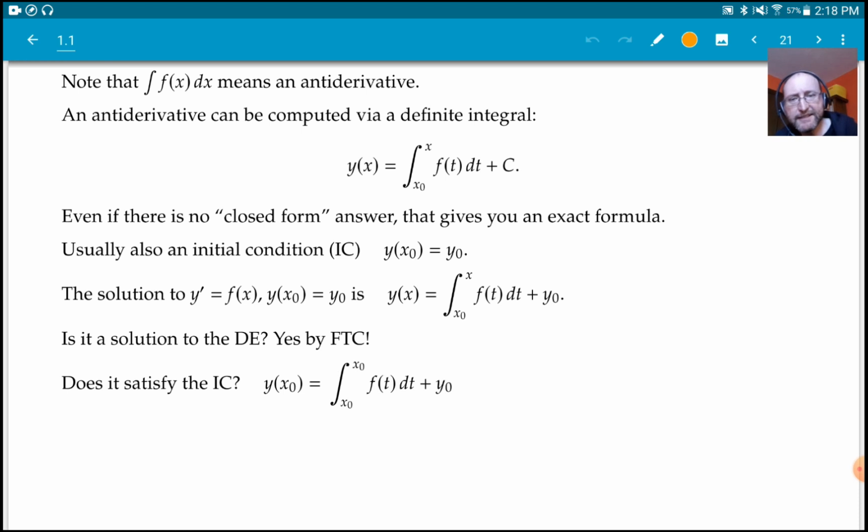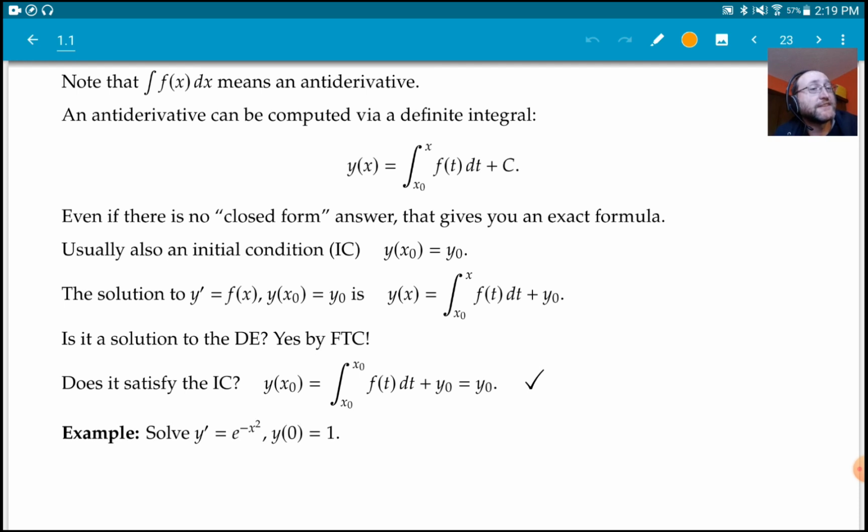Then it's just the integral from x naught to x naught. That's just 0, right? It's always 0, no matter what you're integrating, because you're not really integrating anything. And then you're at y naught. So it's exactly y naught, because this guy goes away. That's 0. So yeah, that checks out. That is the solution, right?